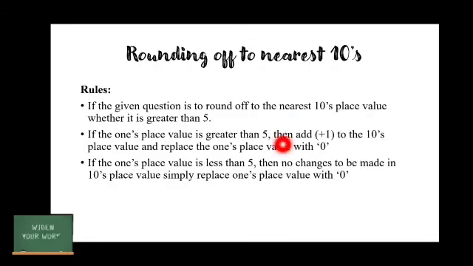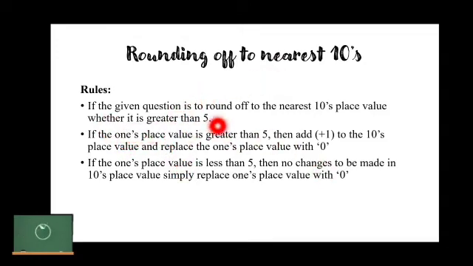This estimation is done by rounding off the values. Rounding off of values has 3 methods: rounding off to the tens place, rounding off to the hundreds place, and rounding off to the thousands place. The rules will be the same, only the place values will be changed. The rule to round off the value to the nearest tens place is given here.